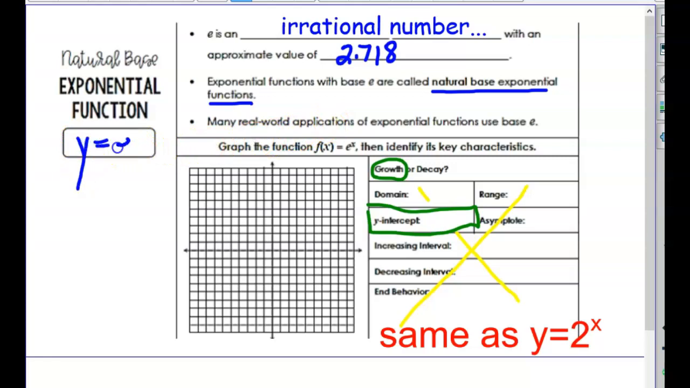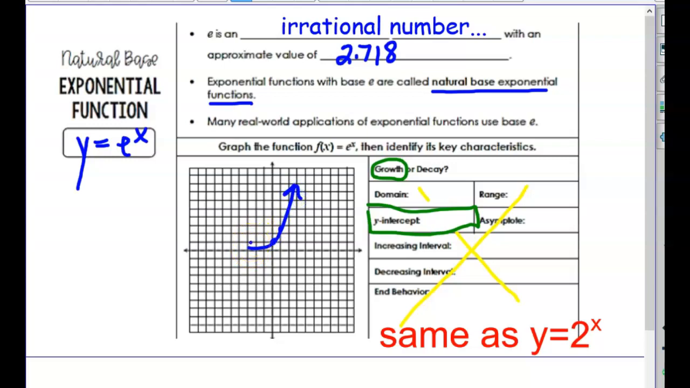I think they just want us to put this here, y equals e to the x. I'm not going to spend a lot of time on this because it's just like graphing 2 to the x, except it goes up a little faster because it's like 2.7.